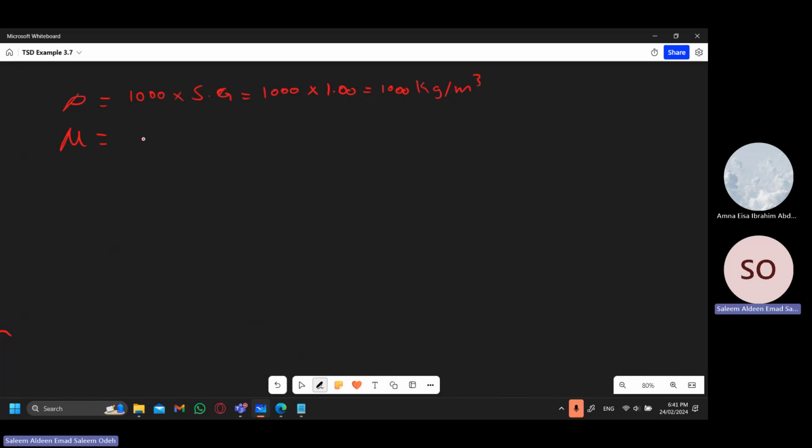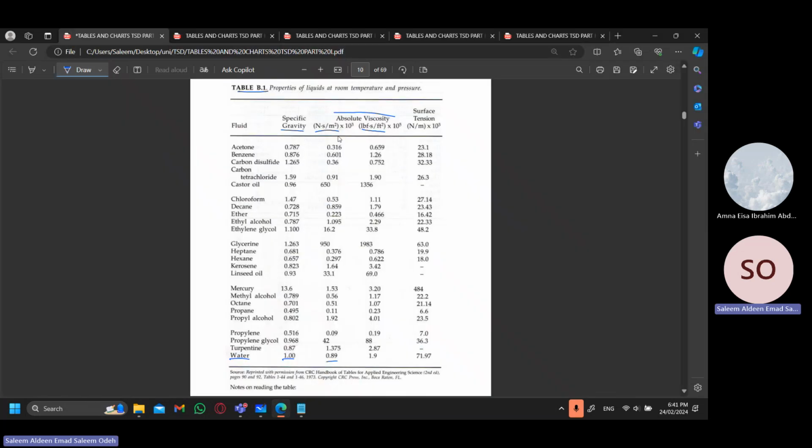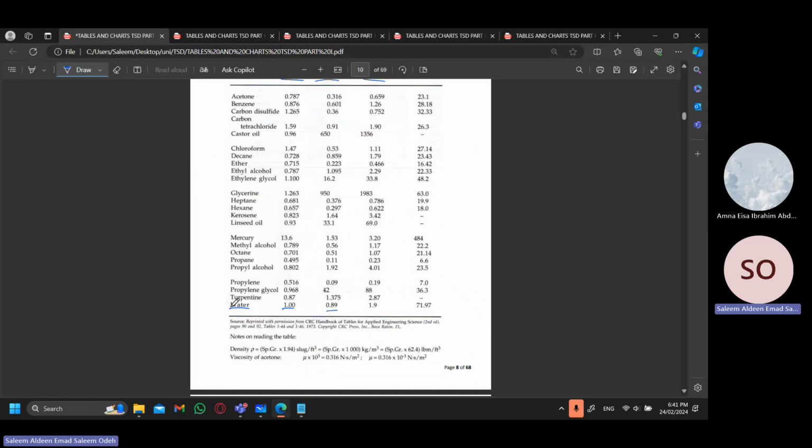By the way, this information can also be found at the bottom of the page of the table. If you're finding the values for different units, like slug per foot cubed or pound mass per foot cubed, you just need to go to the bottom of the page and you'll find the conversion units for them. Now, to find the viscosity of water, we just need to take this value and multiply it by 10 to the power of -3.